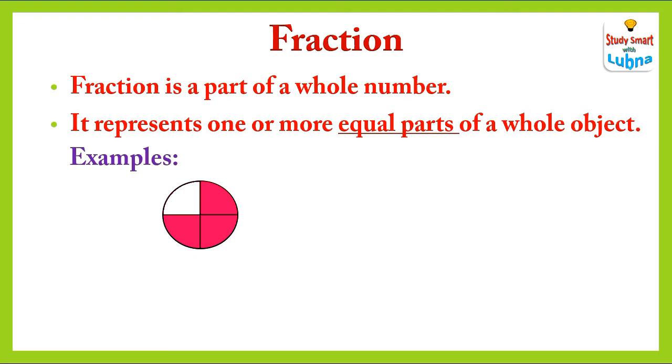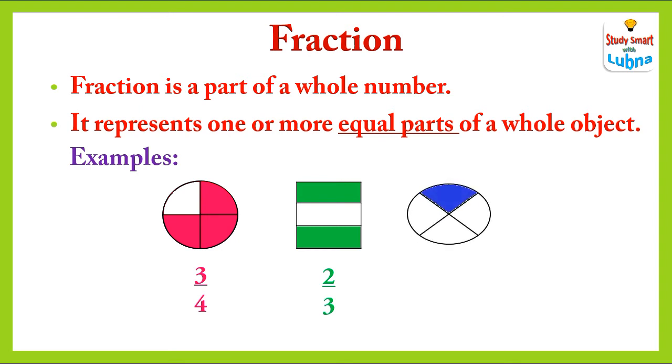Here you can see in this figure we have 4 equal parts and 3 colored parts. So the fraction of this figure is 3 upon 4. In another figure we have 3 equal parts and 2 colored parts. So the fraction of this figure is 2 upon 3. In this figure we have 4 equal parts and the colored part is 1. So the fraction of this figure is 1 upon 4.